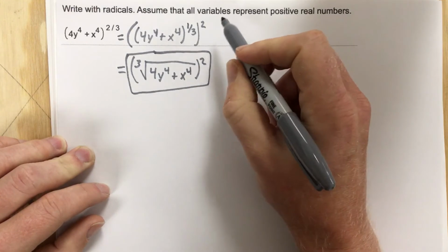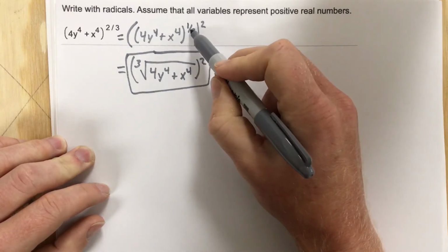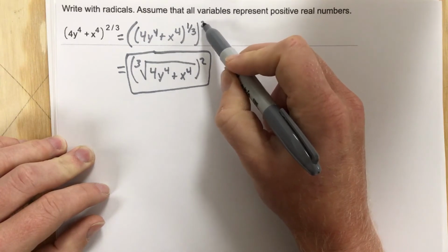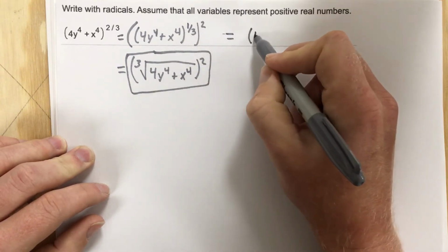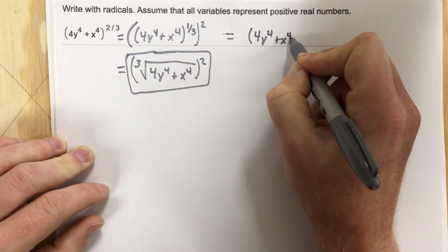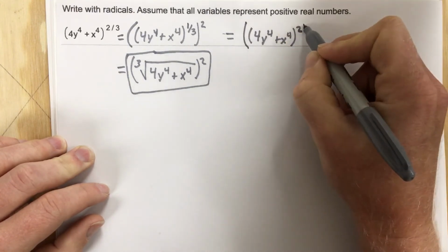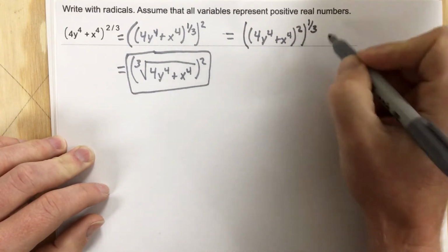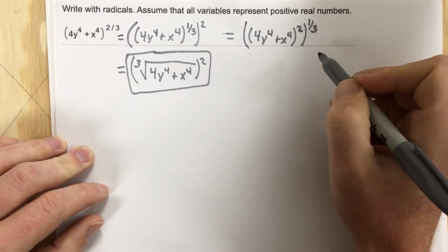But this is another option. What if, instead of 1/3 to the 2nd power, we would have split that to 4y to the 4th plus x to the 4th, and this time we go to the 2nd power, and then on the outside we go to the 1/3 power. Well, either way, it's still 2/3 power, correct?